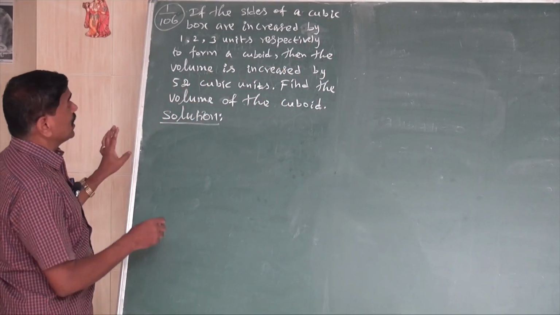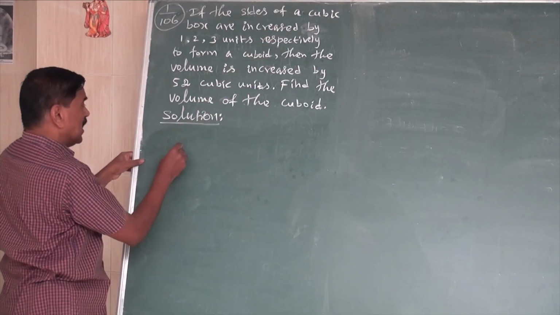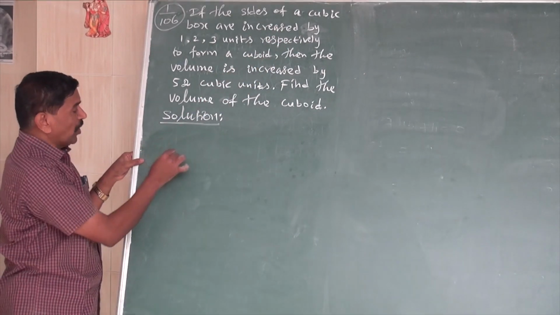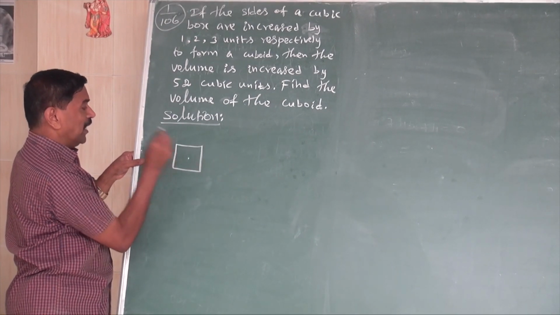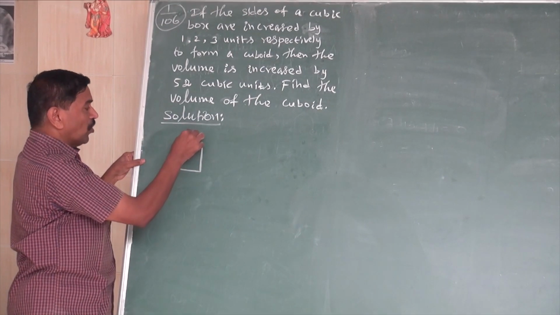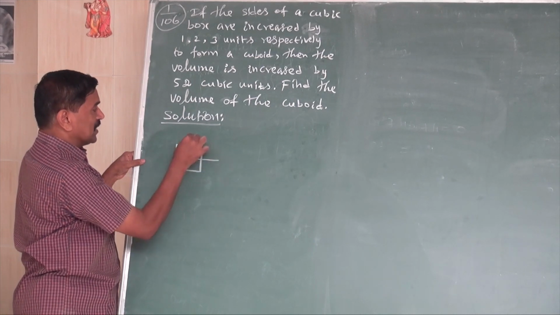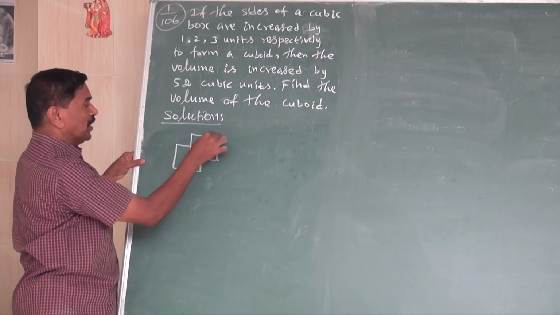So for the initial case, first we are given a cube. So first let us draw a cube. Listen, to draw a cube we have a technique. First draw a square, and in the middle one point. Draw another square above it with equal size. Now join the edges.